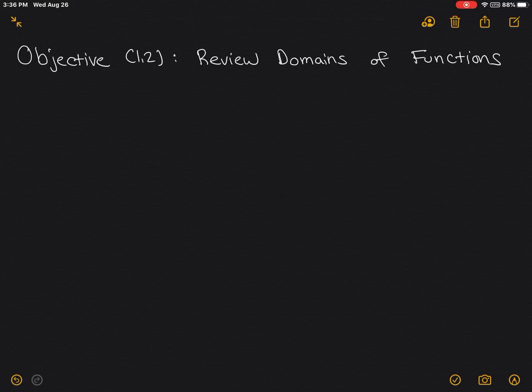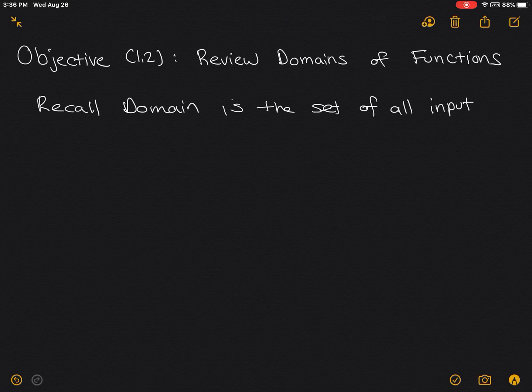Okay, in this video, I'm going to review basically just how to find the domain of a function. And if you remember domains, recall, the domain is the set of all input values. Okay, input, what's input? Just think of x values for which a function is defined.